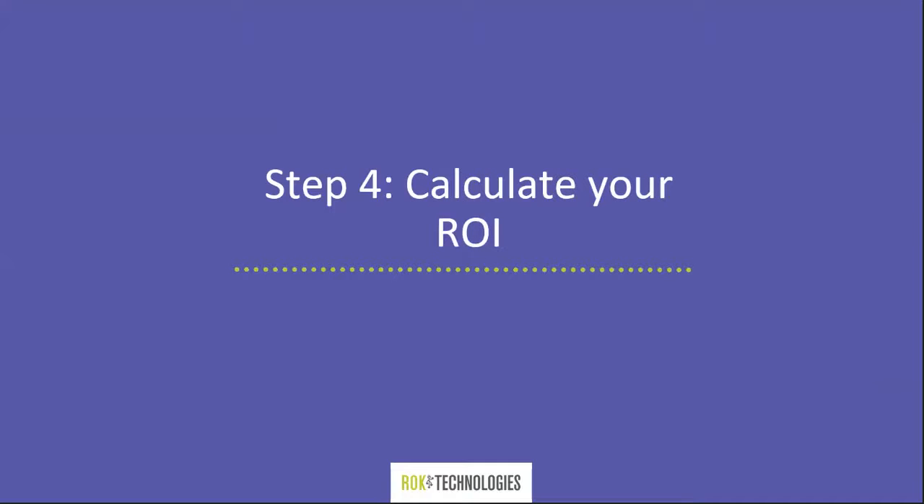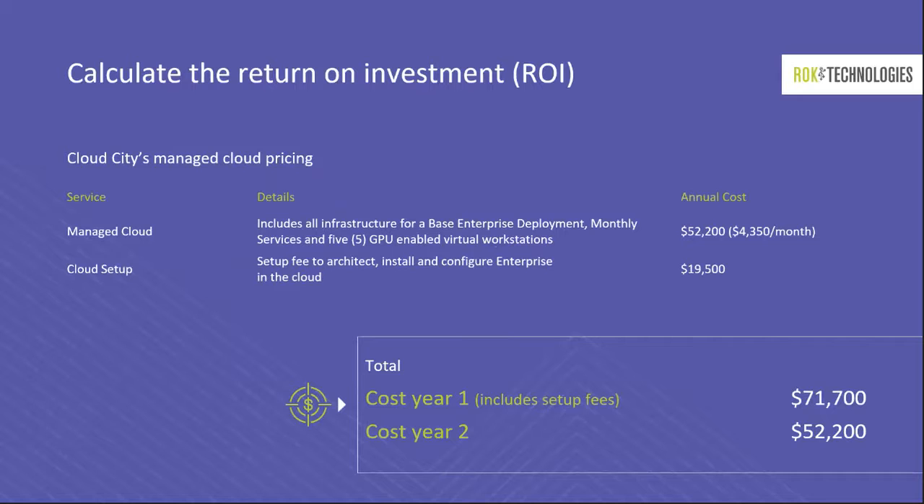So then we're going to calculate your ROI. Looking at Cloud City's managed cloud pricing, and this is all inclusive, including all of their virtual hardware, those virtual machines for a base enterprise deployment, their monthly services that they receive from Rock, from us managing and maintaining that environment, also providing assistance, support, and training for them, as well as 5 GPU-enabled virtual workstations.